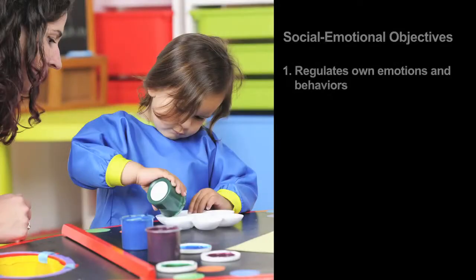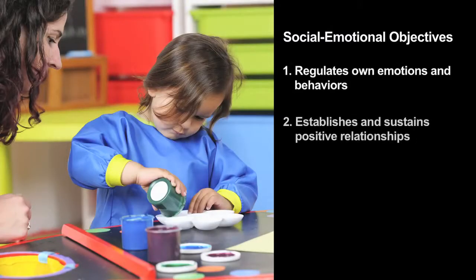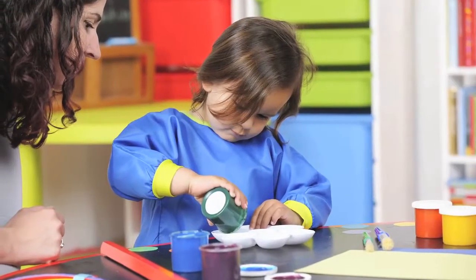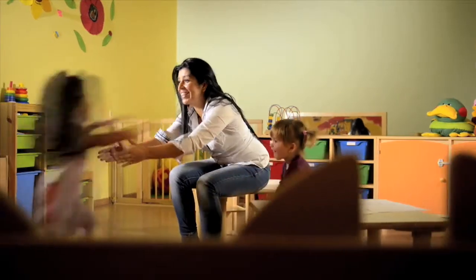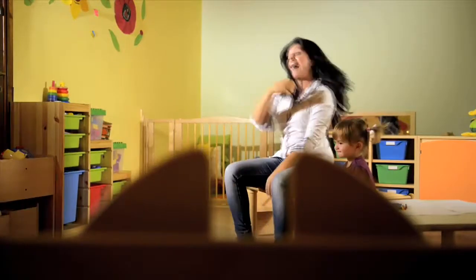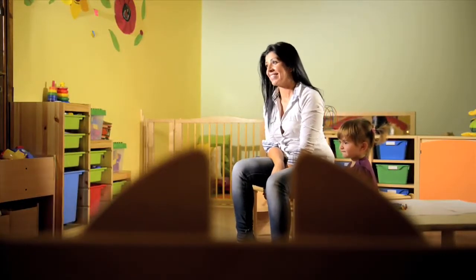The second objective is Objective 2, establishes and sustains positive relationships. This includes forming relationships with adults, responding to emotional cues, interacting with peers, and making friends. Infants' relationships with important adults in their lives serve as models for all their future relationships, including those with peers. Positive relationships with teachers are linked to more positive attitudes towards school and better academic performance overall.